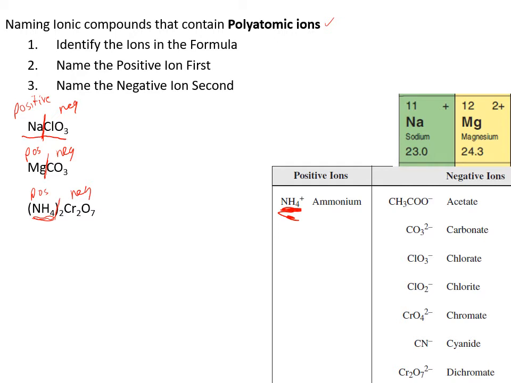So now that we've done that for all of these ones, we're going to name the positive ion first. So here's NaClO3. We have the positive ion first. We found it right here. I have a little piece of the periodic table cut out, and it says that it's sodium. So I'm just going to write sodium.